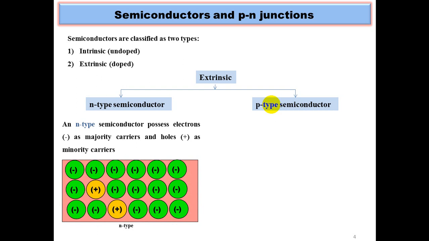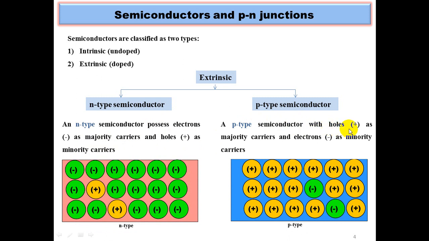In N-type semiconductors, the electrons, or negatively charged carriers, act as majority carriers, and holes, positively charged, act as minority carriers. And for P-type semiconductors, the holes act as majority carriers and the electrons act as minority carriers.